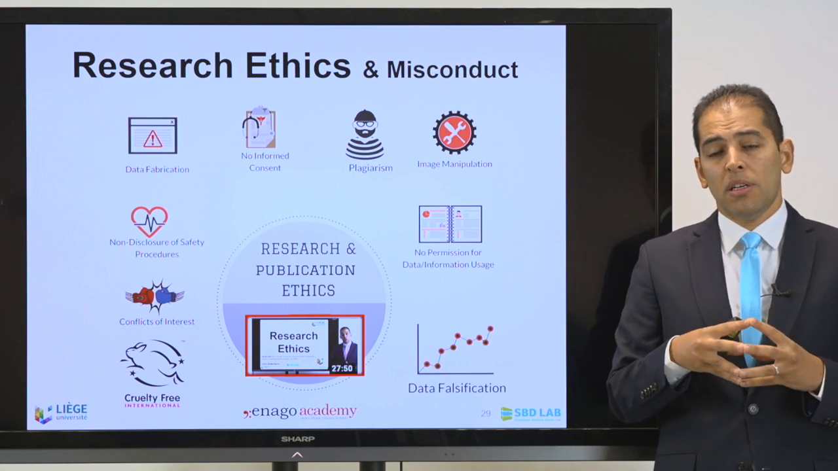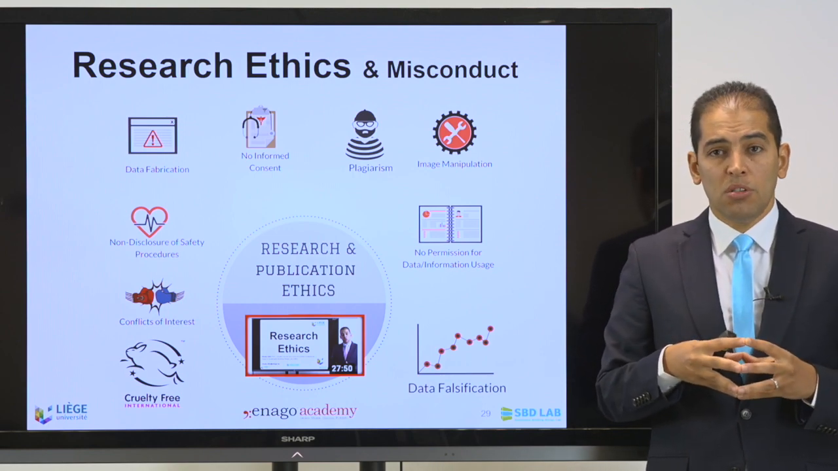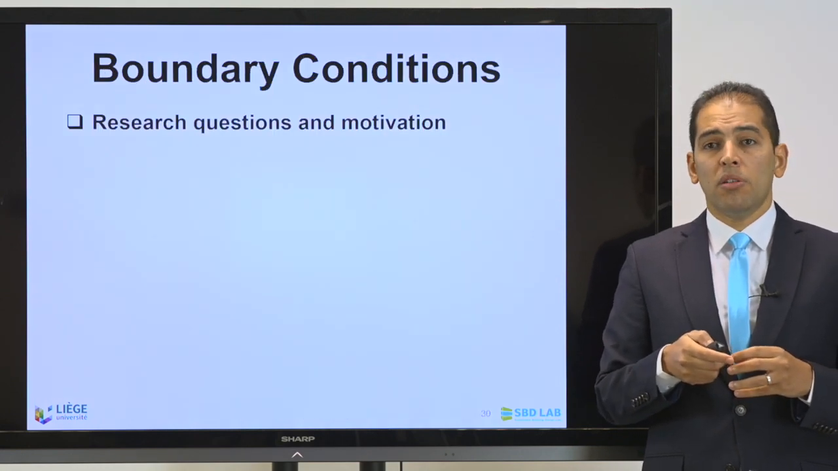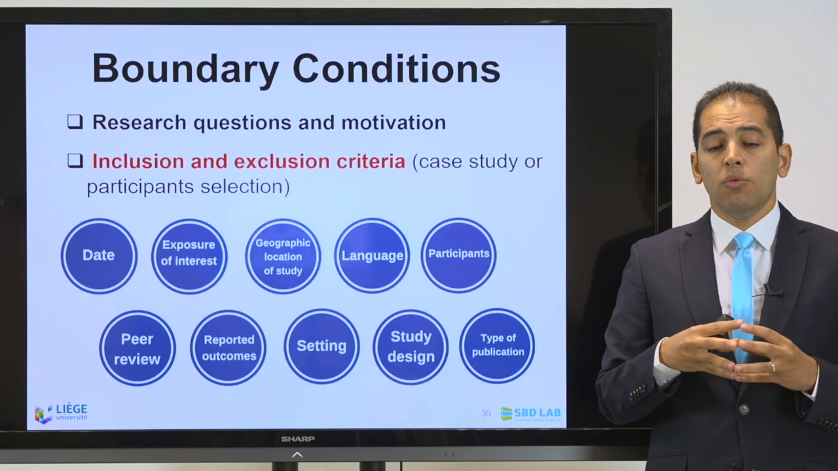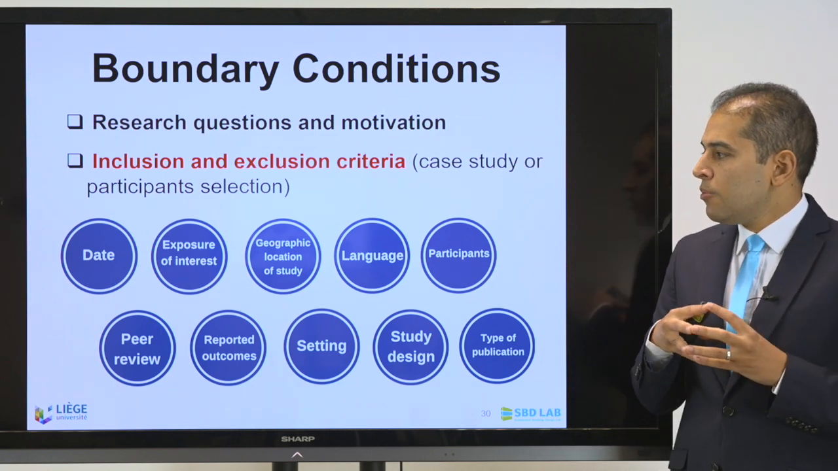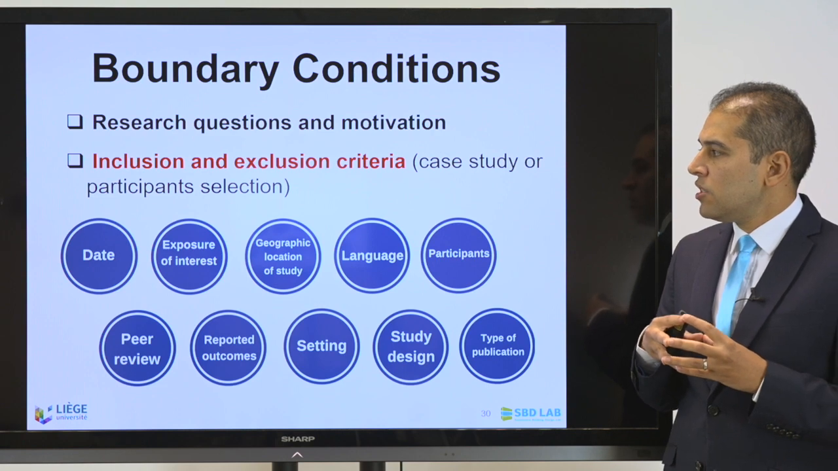So all research ethical concerns need to be addressed as part of your research design, and they are part of your boundary condition. And when we talk about the boundary conditions of your research, you need to develop the inclusion and exclusion criteria like the examples here.